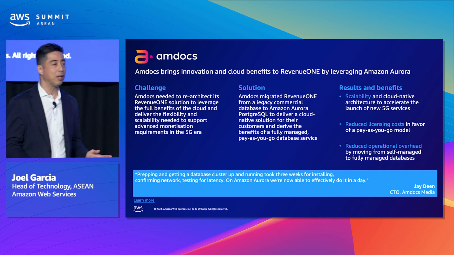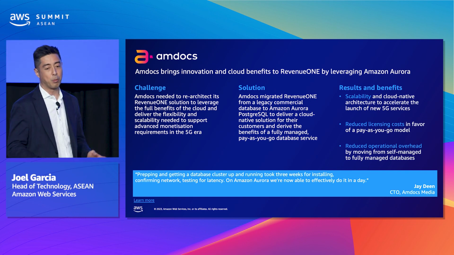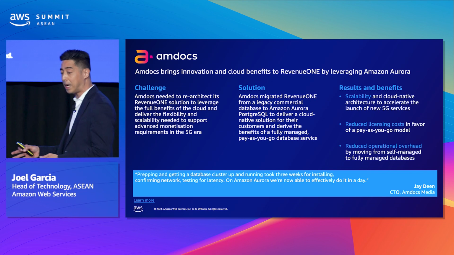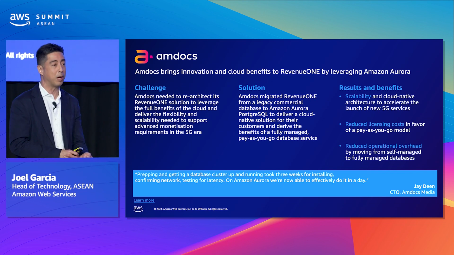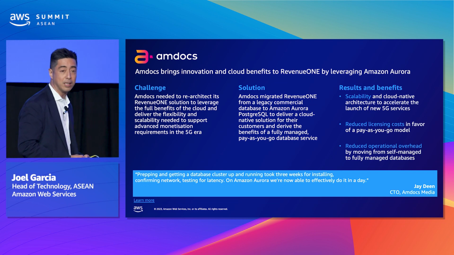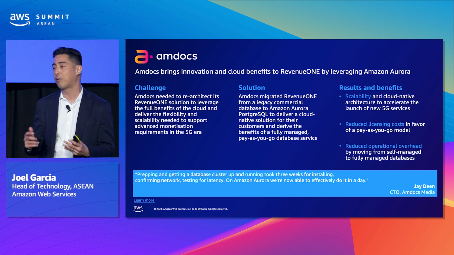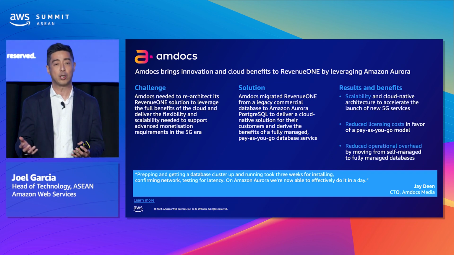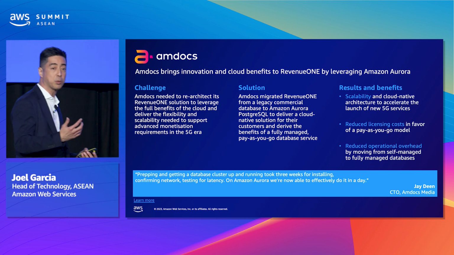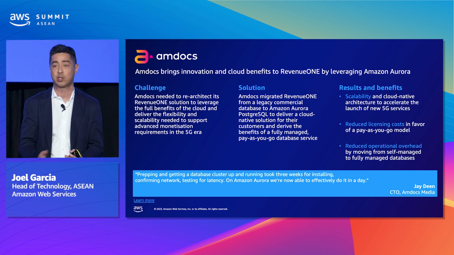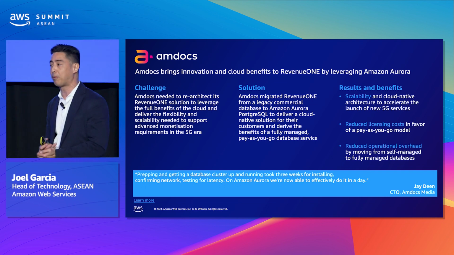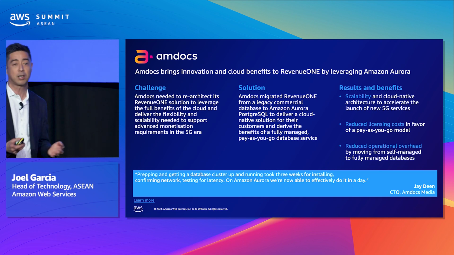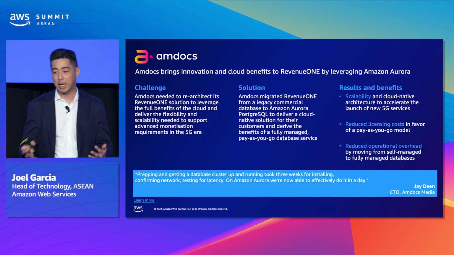A great example here is Amdocs, where they're leveraging our managed database service, and in the process breaking away from their commercial legacy database as well. But they had two challenges they needed to face. One is they were looking for a solution that was going to provide flexibility for their Revenue One application, one that would be able to respond to a lot of the new 5G services and applications they were deploying. The second challenge is that usually it would take up to 3 weeks for them to deploy a database cluster, right? Clearly, they needed to be a little bit more agile.